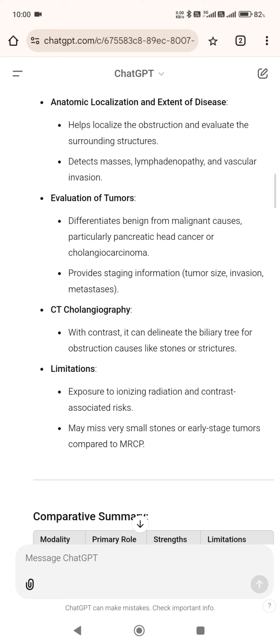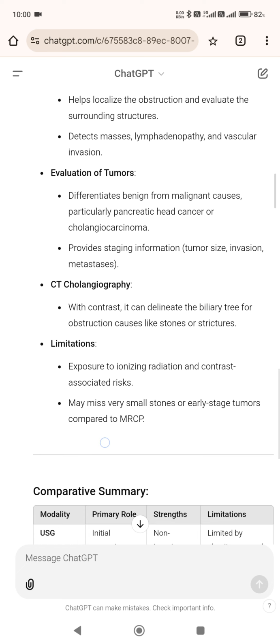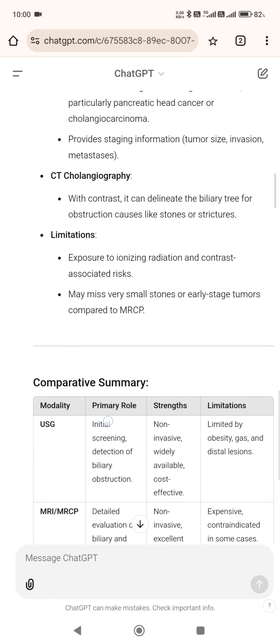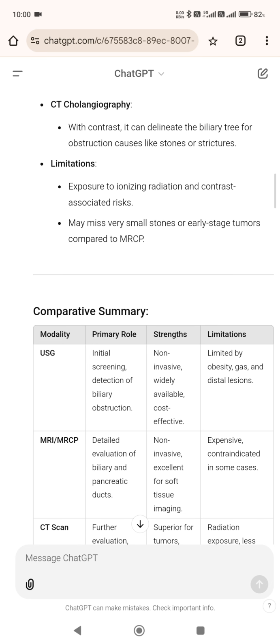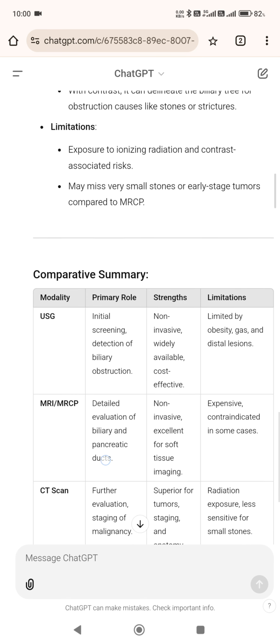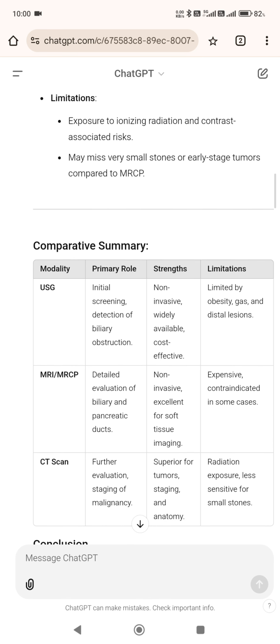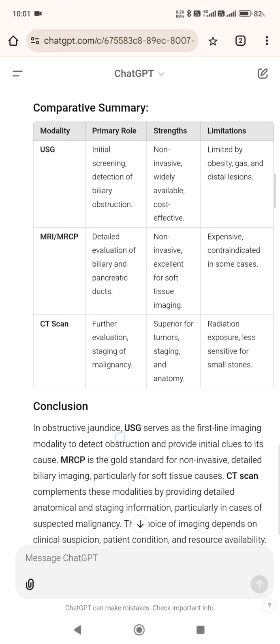Evaluation of tumors: differentiates benign from malignant causes, particularly pancreatic head cancer or cholangiocarcinoma. Provides staging information, tumor size, invasion, metastases. CT cholangiography, with contrast, can delineate the biliary tree for obstruction causes like stones or strictures. Limitations: exposure to ionizing radiation and contrast-associated risks. May miss very small stones or early-stage tumors compared to MRCP.